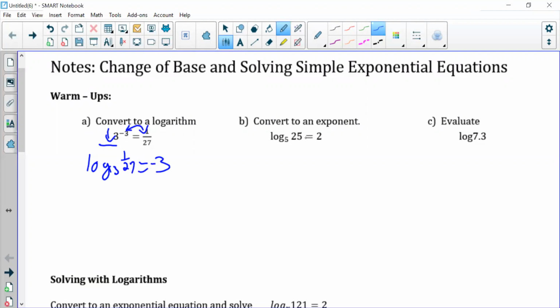All right, convert to an exponent. Remember, we switch our y and our x places. X becomes the exponent, the log goes away. So 5 squared equals 25. And we know that to be true.